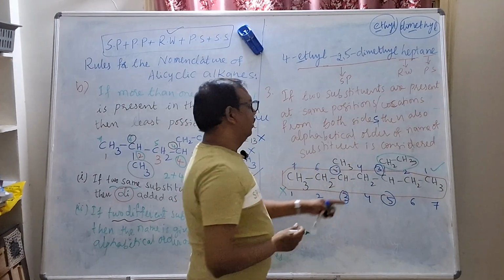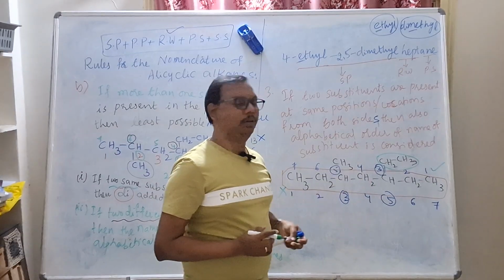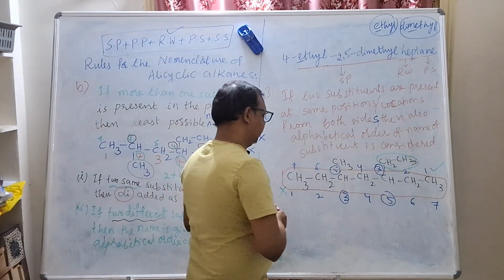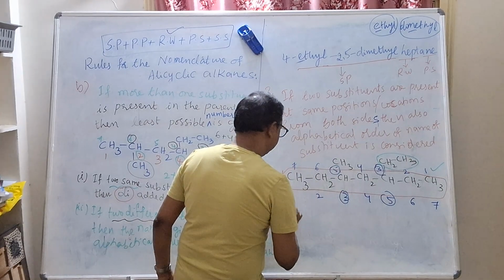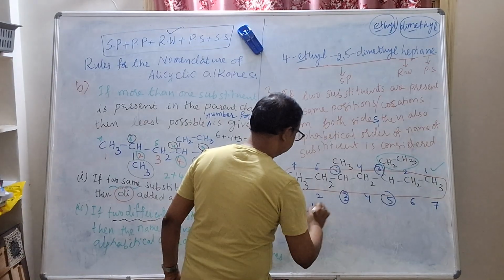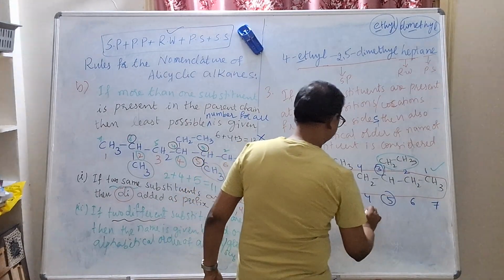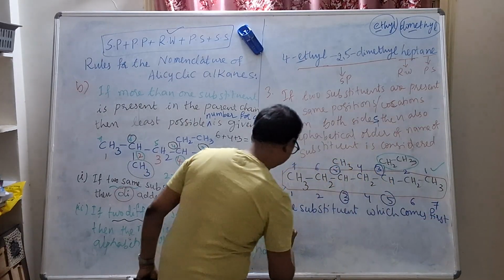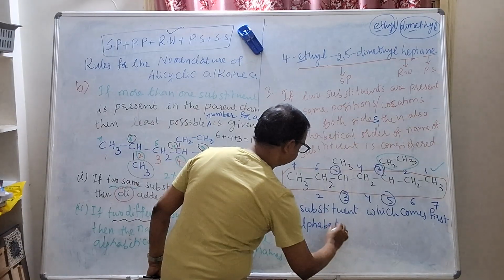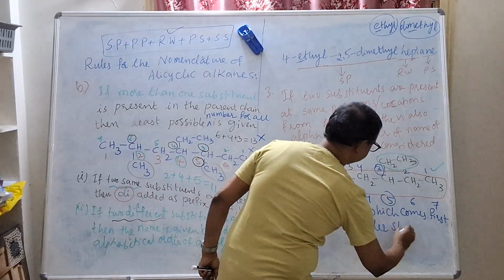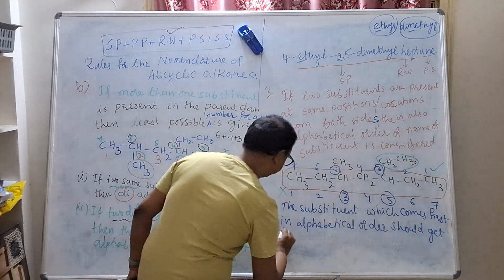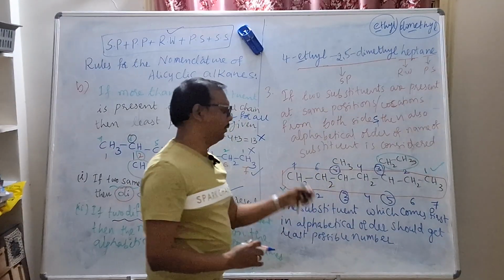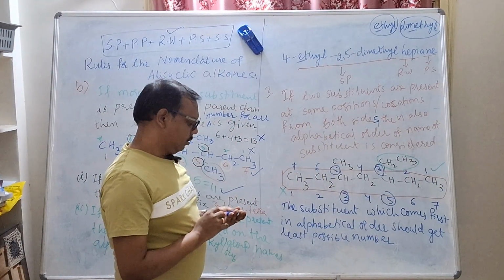That is right. This is wrong. Why? The substituent which comes first in alphabetical order should get the least possible number. Okay, that is the point you have to write.